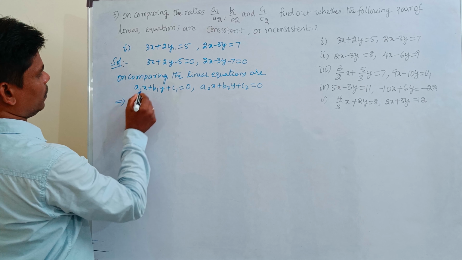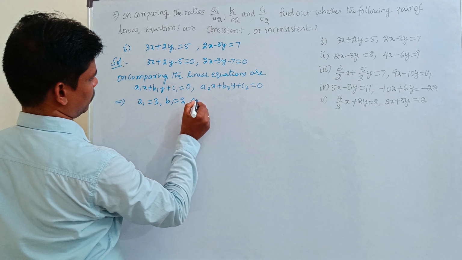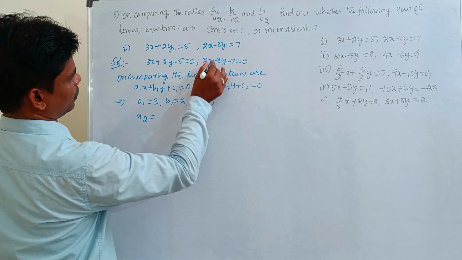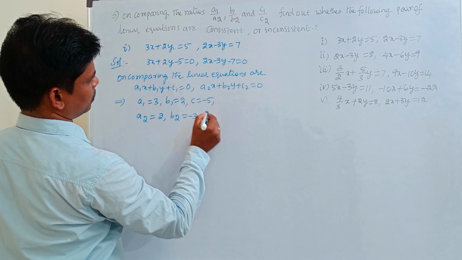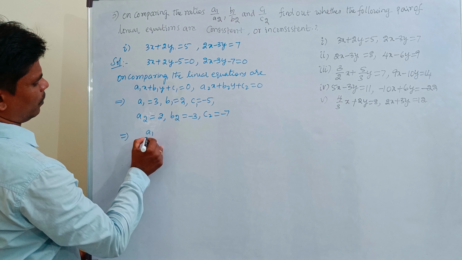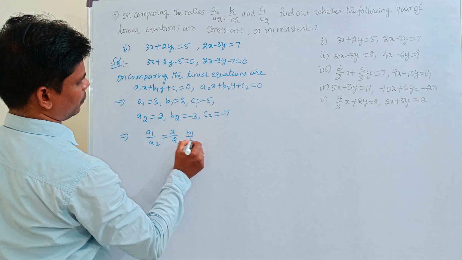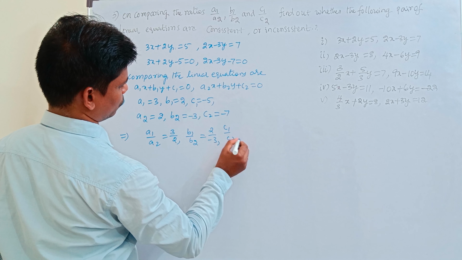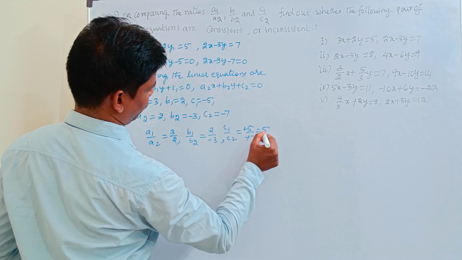So here a1 is equal to 3, b1 is equal to 2, c1 is equal to minus 5. And next a2 is equal to 2, b2 is equal to minus 3, c2 is equal to minus 7. And then ratios: a1 by a2 is equal to 3 by 2, b1 by b2 is equal to 2 by minus 3, c1 by c2 is equal to minus 5 by minus 7, that is equal to 5 by 7.